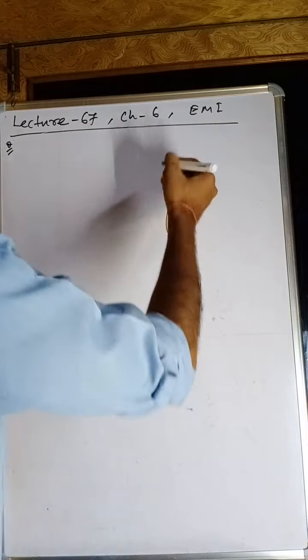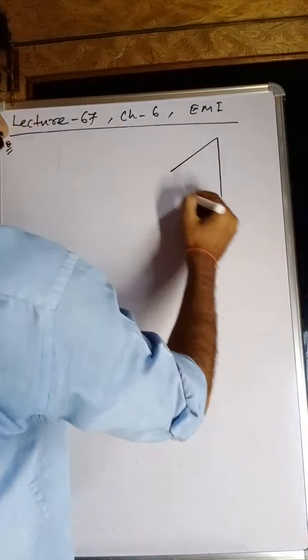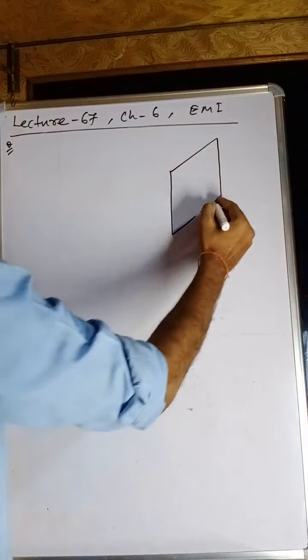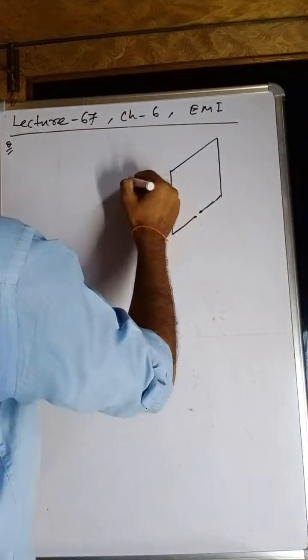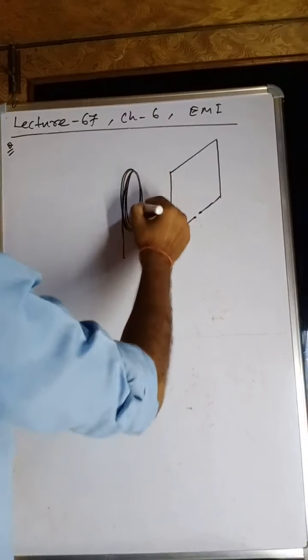A rectangular coil is kept here, and it is broken at one point, so it is not complete. It is kept in a uniform magnetic field which is produced by this coil. We know that if current moves, it will start producing a magnetic field. The rectangular coil has dimensions of 8 centimeter and 2 centimeter.